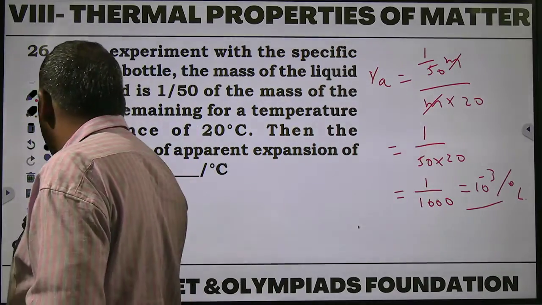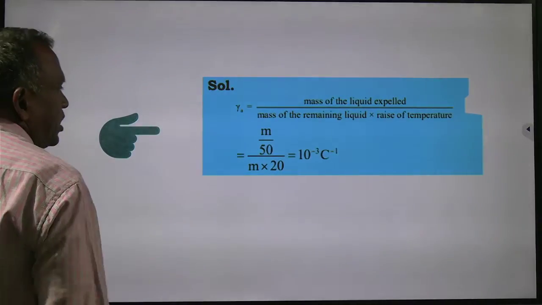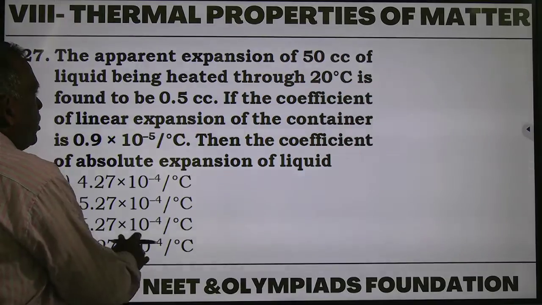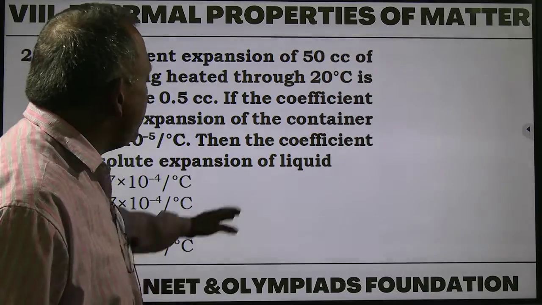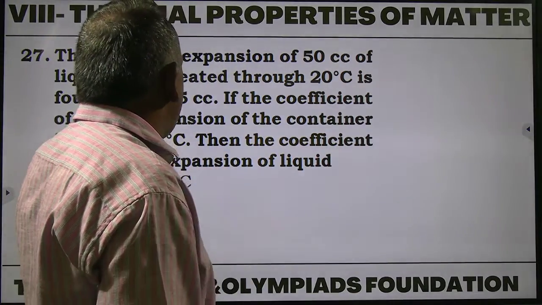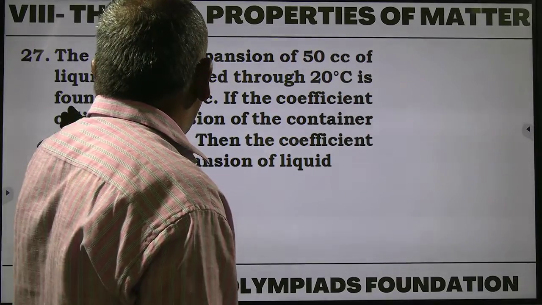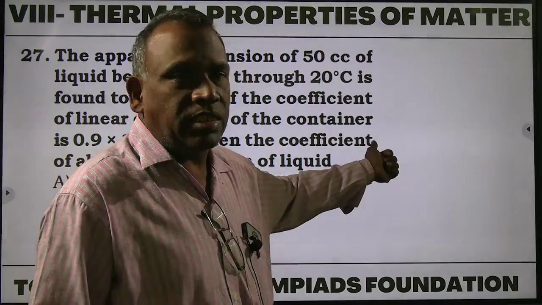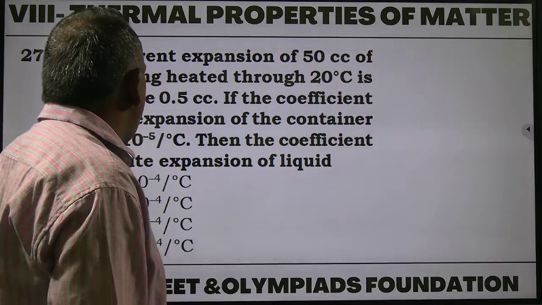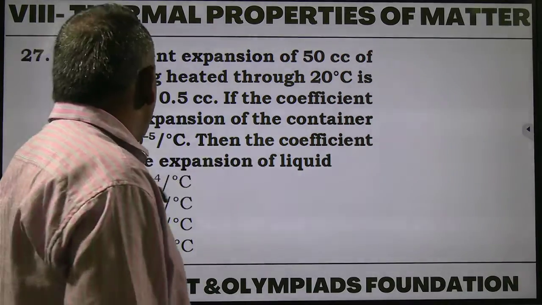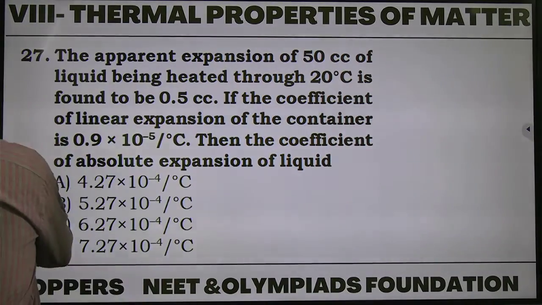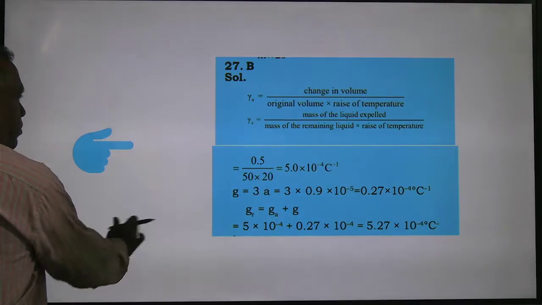So you can solve like this. This is a simple explanation for this. The same thing, 10 power minus 3 per degree centigrade. So coming to the next question. The apparent expansion is 50 cc. It is a repeated question actually. The liquid is being heated through 20 degrees centigrade. It is found to be 0.5 cc. The coefficient of linear expansion is 0.9 into 10 power minus 5. The coefficient of absolute expansion, the real expansion, should be found out. So it is a repeated question.